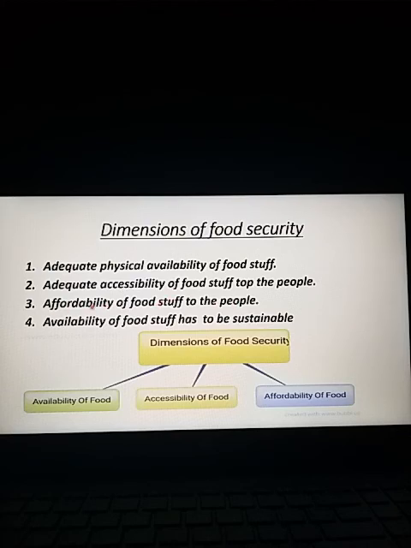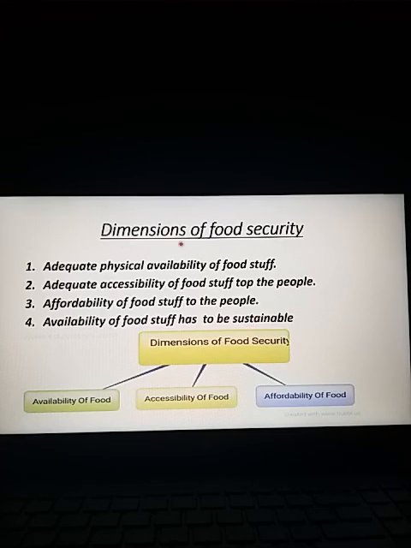When I say affordable, the prices of those food grains should be reachable to the poor, in the sense that it should be affordable. Then, next and the last, availability of foodstuff has to be sustainable. In fact, this word sustainable is not new for us. We have learned about sustainable development, sustainable consumption. Keeping those points in mind, you can focus on this particular term.